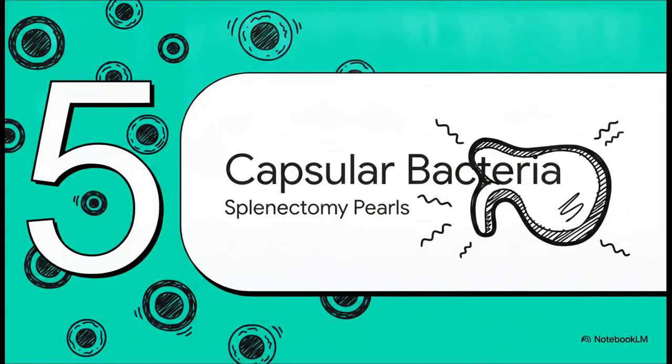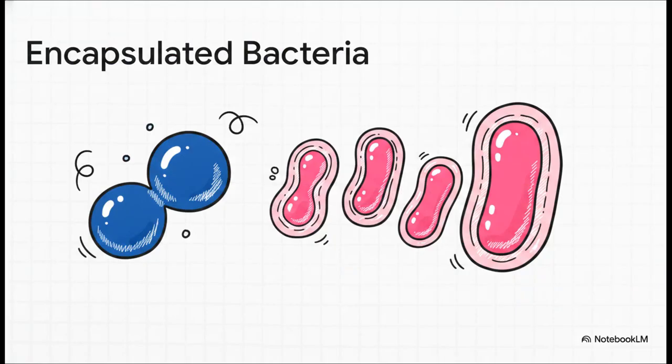Almost done here. Section 5, Capsular Bacteria and Splenectomy, a Clinical Pearl. This is absolutely critical, a ward-ready takeaway regarding patient vulnerability to specific bacteria that you are for sure going to see on your clinical rotations. You see, beyond just the cell wall, some bugs actually wear an extra suit of armor, a capsule. The key encapsulated threats that you just have to memorize are pneumococcus, Neisseria meningococcus, Haemophilus influenzae, and Klebsiella.